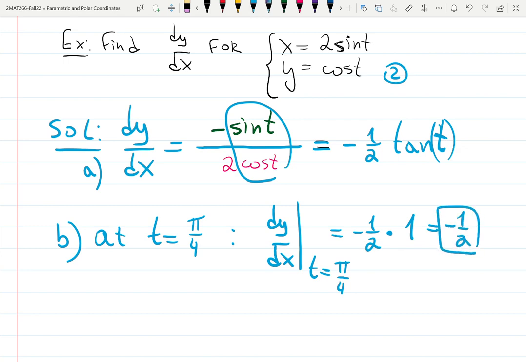That means the function is decreasing at pi over 4. Nice? And then you can actually find the equation of a tangent line if you want to. I just made it up.